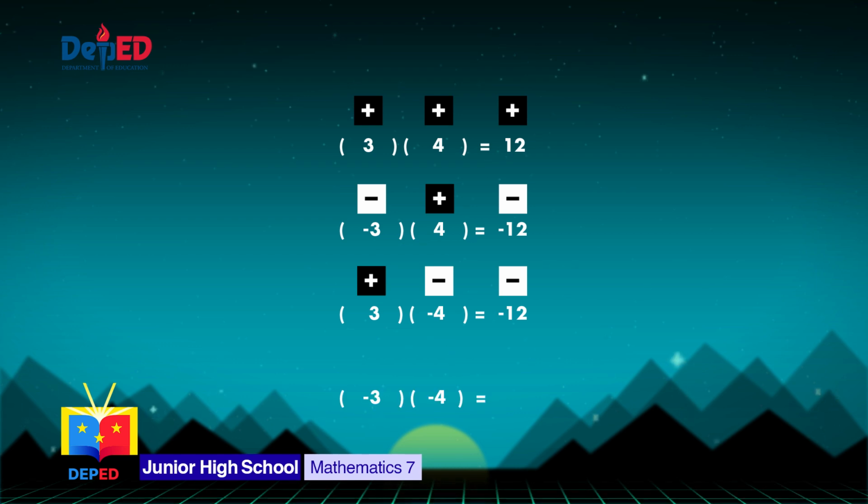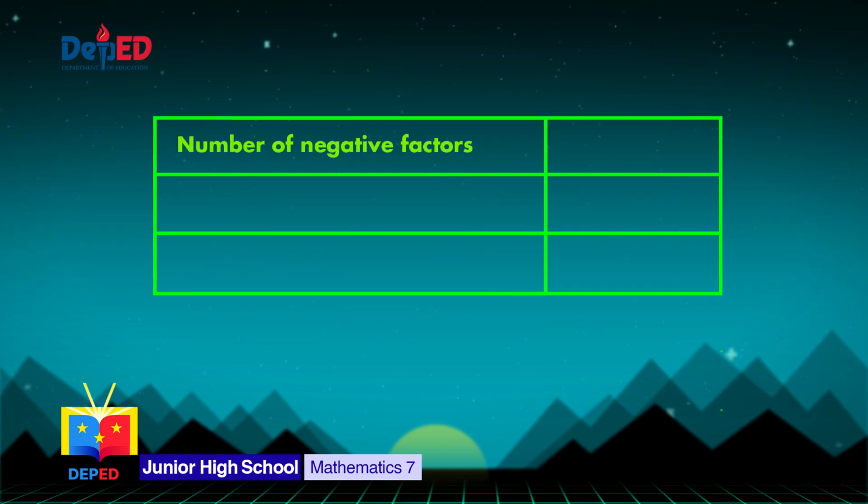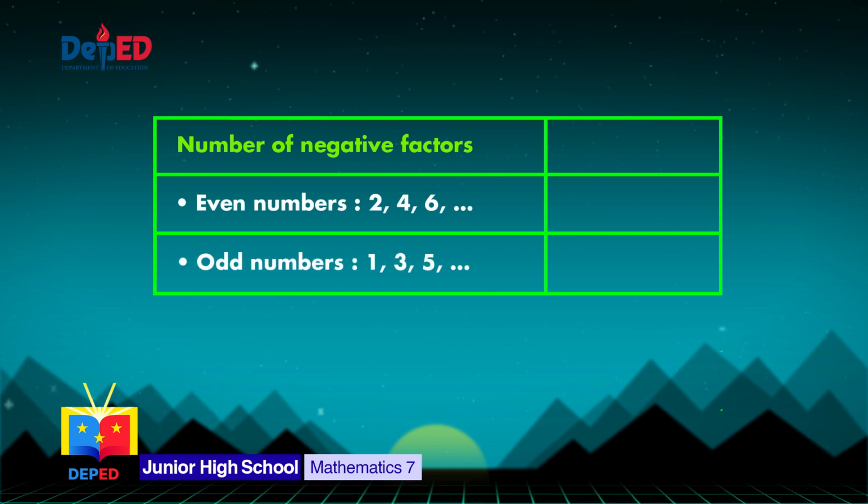And last, 3 is negative and 4 is negative also. They have the same sign. So the product is positive. You got it all right. Negative 3 times negative 4 is equal to positive 12. Okay, good. But what if the given problem has more than 2 integers? Let's say 3 or 4 integers.